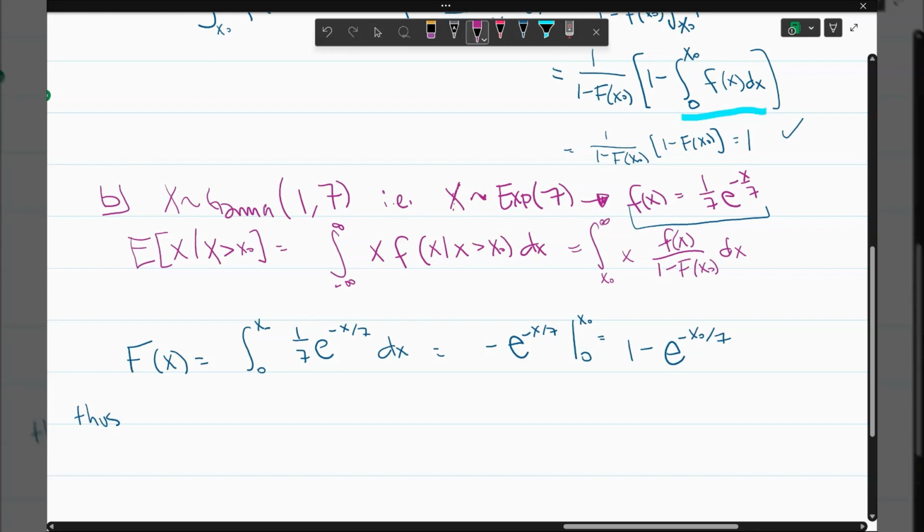the expected value we're looking for is going to be the integral from x naught to infinity of x times our PDF divided by the complement of the CDF evaluated at x naught. So the complement of this evaluated at x naught is just going to be e to the negative x naught over 7 dx.